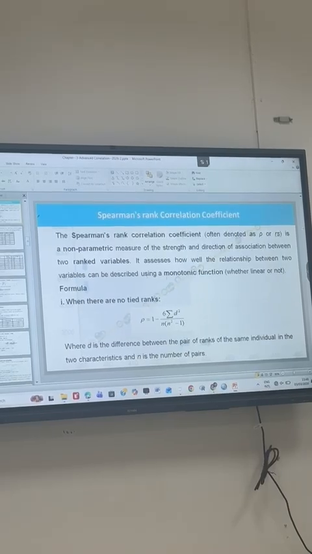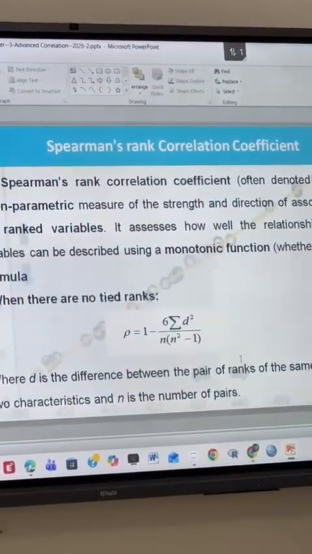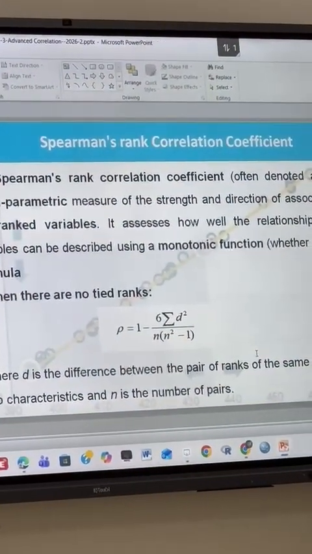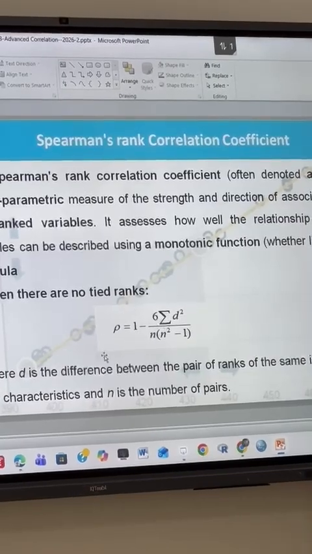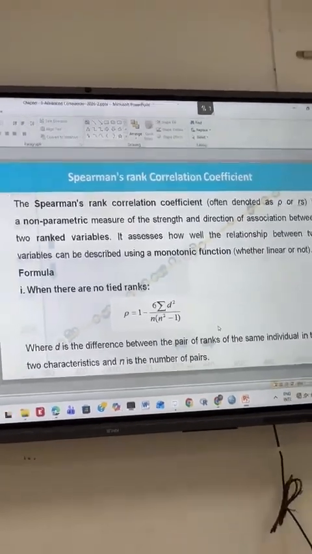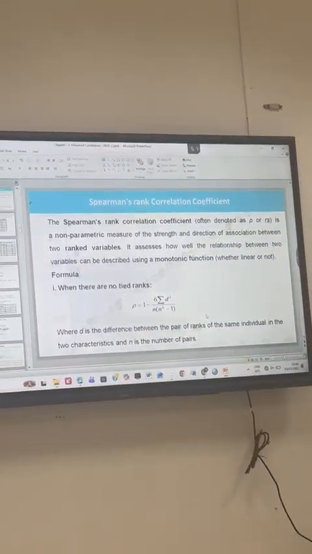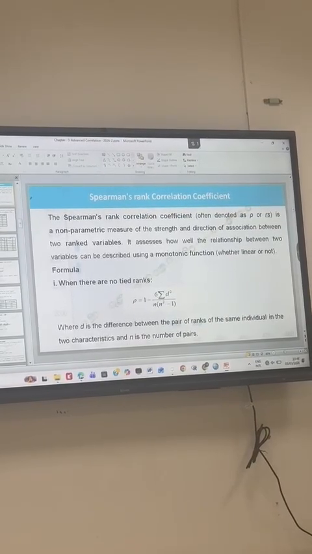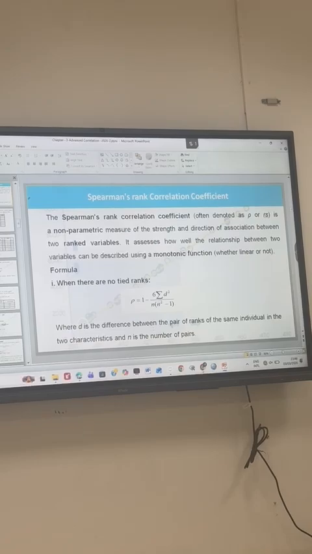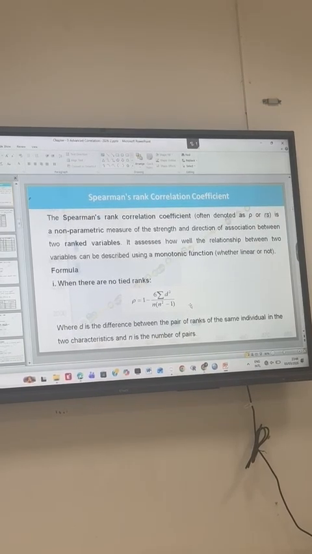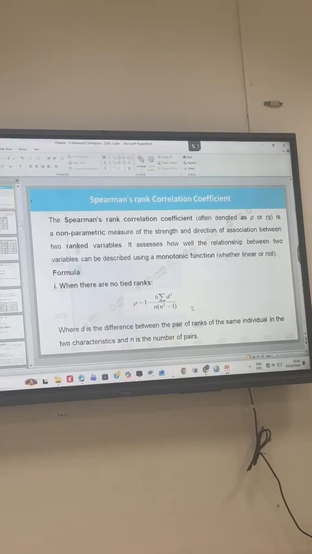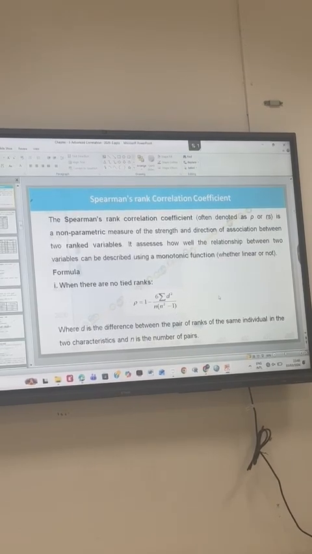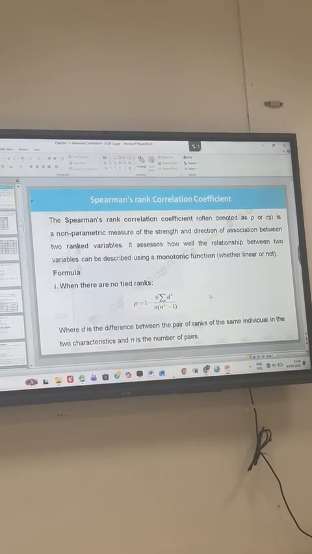What is the correct formula of the Spearman correlation coefficient? This is the formula for Spearman. Clear? Without ties, okay? What is the correct formula of Spearman correlation without ties? Clear? Without ties. Yes, there is no tie here.